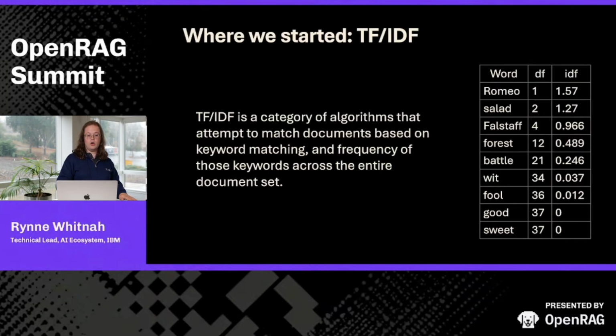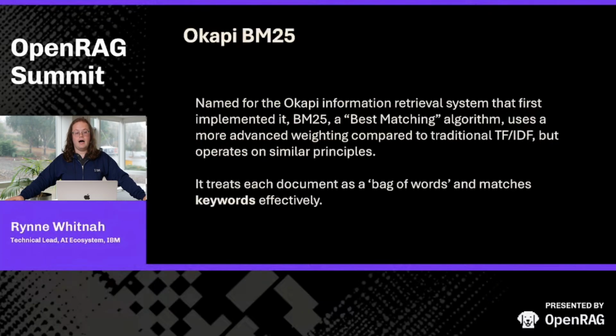OpenSearch in particular uses a variant of TF-IDF called BM25. It's named after the Okapi information retrieval system from London. It's a best matching algorithm that does the same sort of thing, but it's just a different weighting system. It treats each document as a bag of words. So we're not preserving the context within those, we're not preserving the sentence structure. We just know, hey, this is all of the words that are present in this document, and we're going to match the keywords on those things effectively.